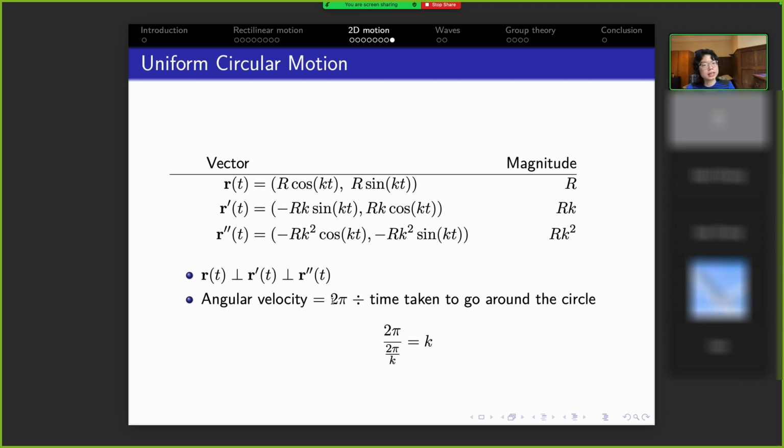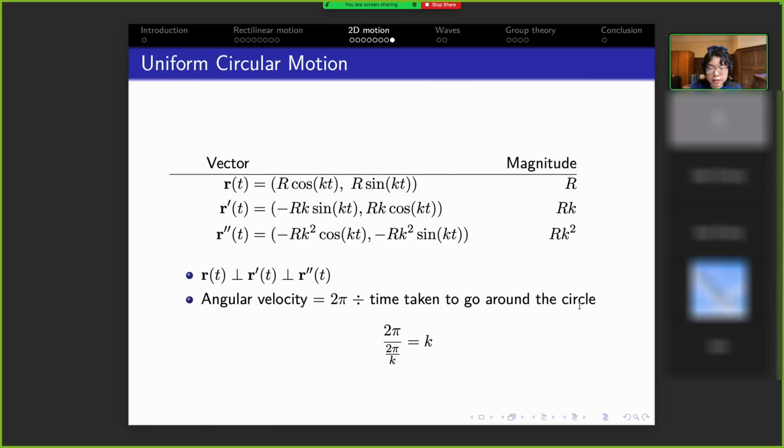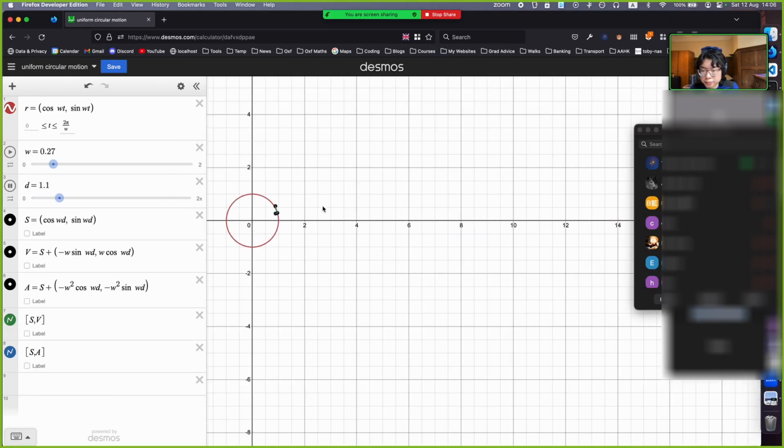So if I say that the angular distance is 2 pi, using the radian notation, then I need to divide by the time taken to go around the circle. We can see that the time taken to go around the circle is 2 pi over k. And the reason is, for cosine to go from 0 to 0 again, we can just plot the cosine graph here.